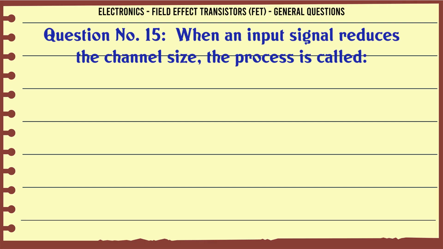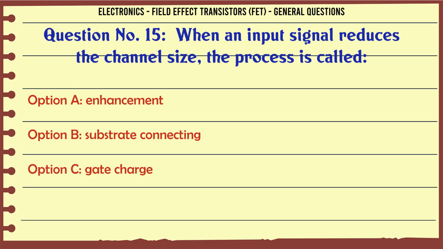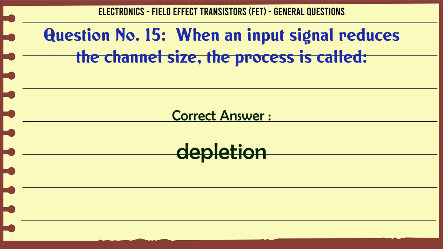When an input signal reduces the channel size, the process is called A. enhancement, B. substrate connecting, C. gate charge, D. depletion. The correct answer is depletion.